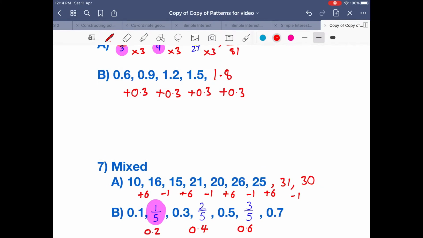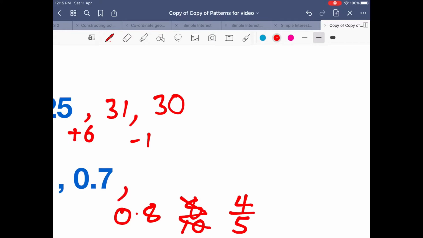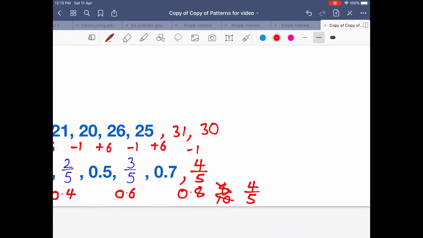So after 0.7 we have 0.8, but we must write this as a fraction. We know 8 over 10 is 0.8. So 2 into 8 is 4, and 2 into 10 is 5. So the next item is 4/5.